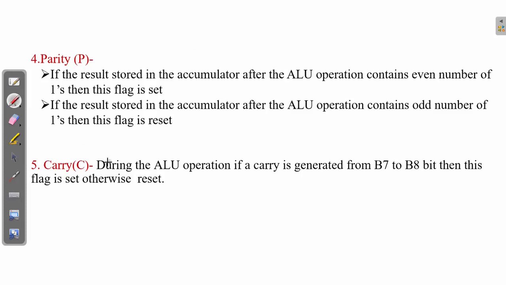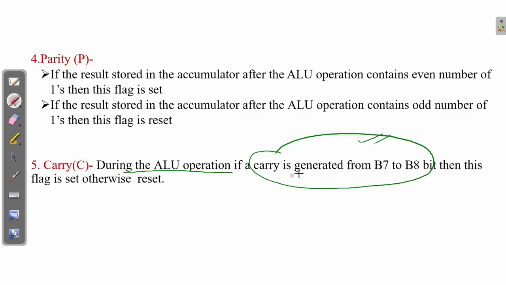Now let's move to the last one, your carry flag. This is really very important. So carry flag means what? Let's read first. During the ALU operation, and again see, this is talking about "during"; the auxiliary carry flag was also about "during" only, so keep that in mind. During the ALU operation, if carry is generated from bit number 7 to bit number 8, this is the most important part, then this flag is set. Otherwise, it is reset.